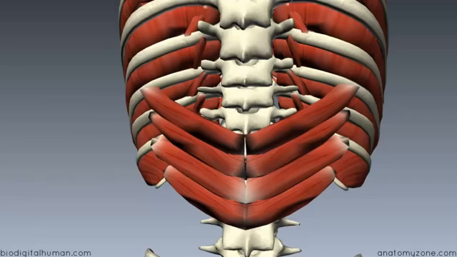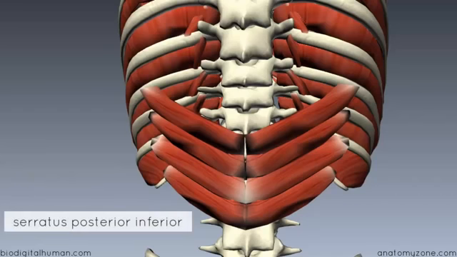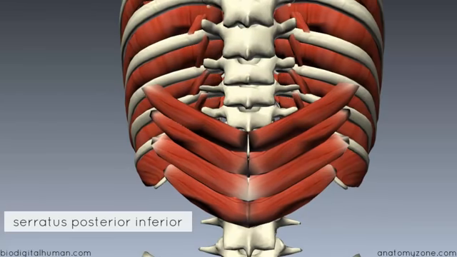Just taking a look a bit lower down at the serratus posterior inferior, this muscle originates from the spinous processes of T11 to L2, and it inserts on the lower ribs, so ribs 9 to 12. And again, it's innervated by corresponding intercostal nerves, so intercostal nerves which come from T9 to T12, and its function is opposite to the superior serratus posterior. So it depresses the lower ribs, and this helps in forced expiration.